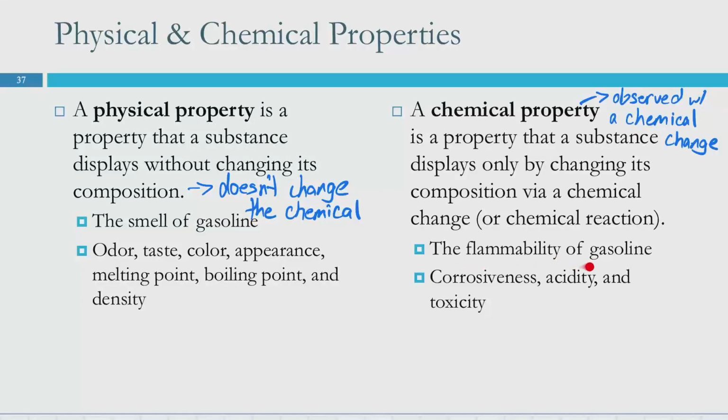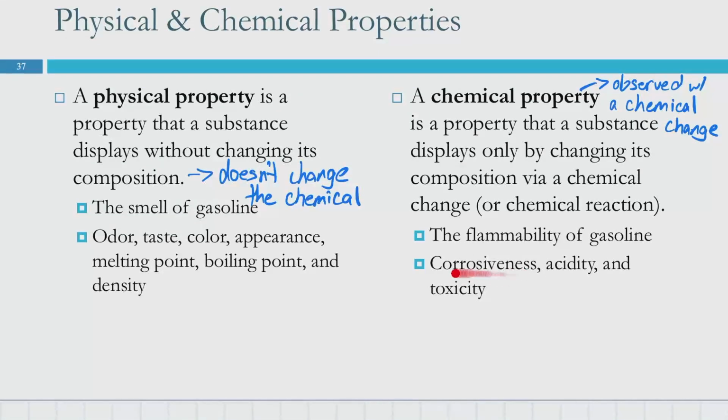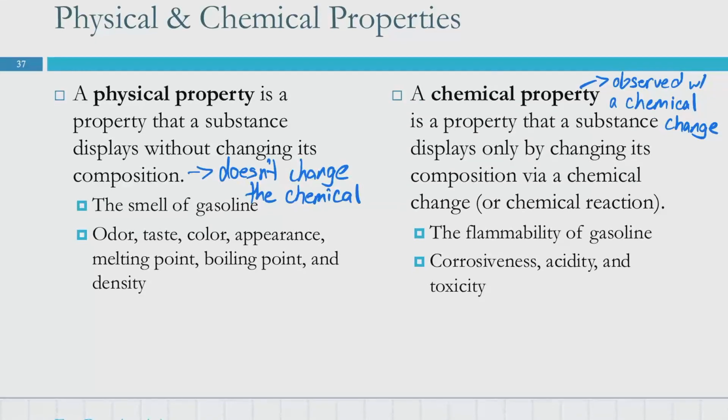You could also think of candles. When you burn your candle, hopefully it's not your favorite candle. Once it runs out, it's gone. Buy a new one. Other things like corrosiveness, acidity, and toxicity are typically also chemical properties. They go along with chemical changes. A lot of things are toxic. They go into our body. They turn into something else because of our metabolism. It's beyond the scope of this class. It turns into something else, and that causes problems somewhere in our body.